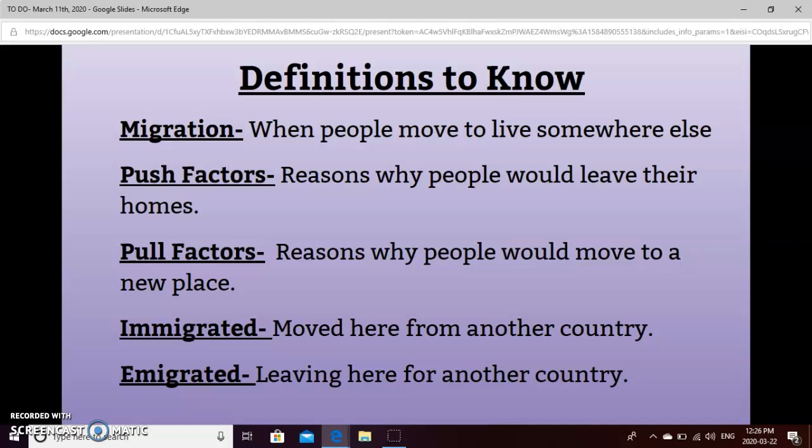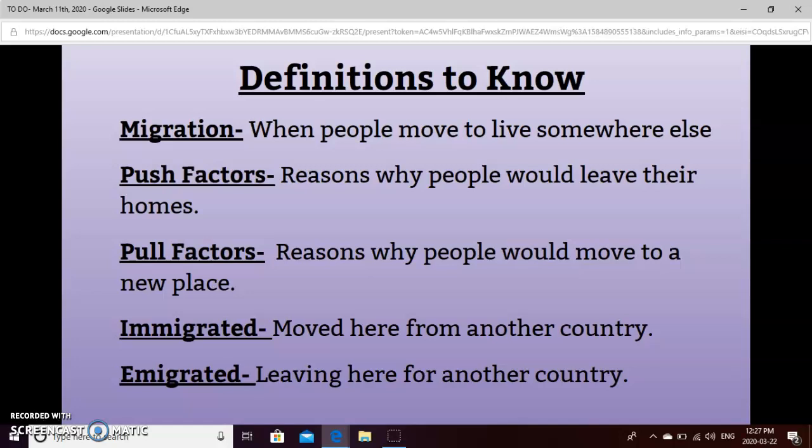Pull factors are reasons why people would move to a new place. So as we discussed, if somebody was moving from Iraq to Canada, one pull factor might be safety. A pull factor could be employment. A pull factor could be because family is there and they're moving to be closer to relatives. So there are different pull factors that will affect why someone leaves their home country and moves to a different country.